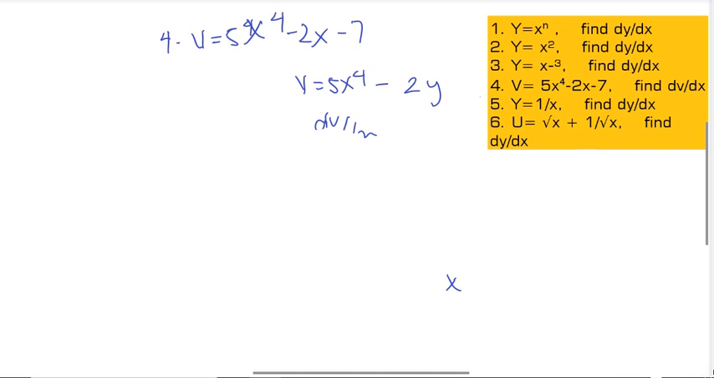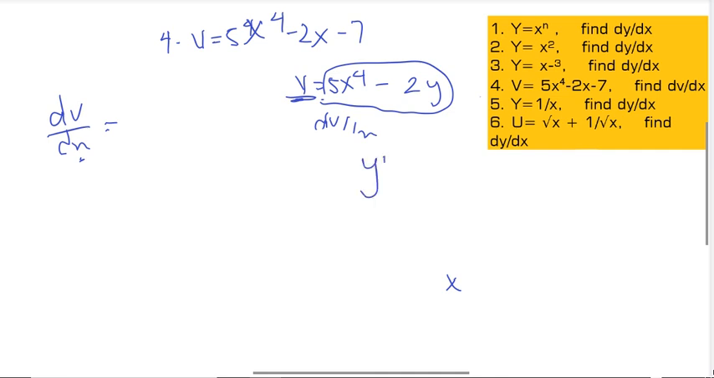Right, okay, let me just do it here. So we have dv over dx, and we are asked to find it for this value here, 5x raised to the power 4 minus 2y. Remember, you are differentiating v with respect to x, right? So that means any value that does not have x automatically becomes 0. It does not matter what that value is.